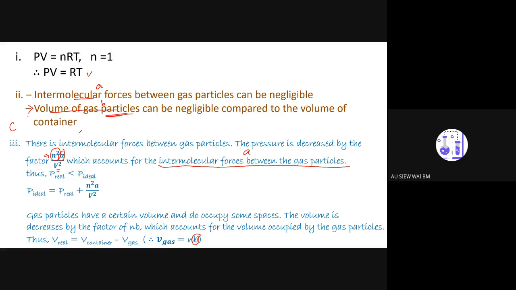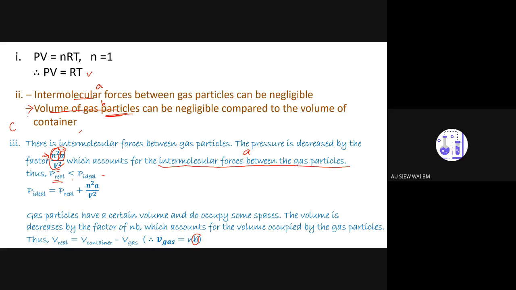That's why intermolecular forces ada dua faktor dia. Satu ialah bilangan mole dia. Semakin banyak bilangan mole gases, semakin banyak intermolecular forces. Semakin kecil volume dia, semakin stronger of the intermolecular forces yang dia boleh rasa. That's why faktor ini ada N2, N kuasa 2, darab dengan A divided by V kuasa 2. Dengan itu, because of the presence of the intermolecular forces, so the P real mesti less than the P ideal. Betul tak? Sebab the intermolecular forces dah.